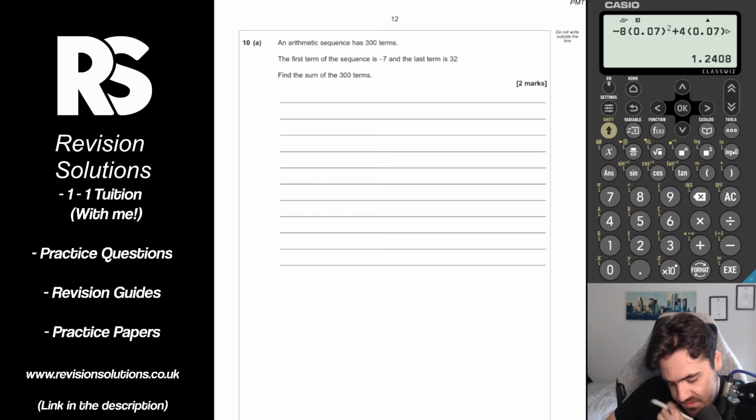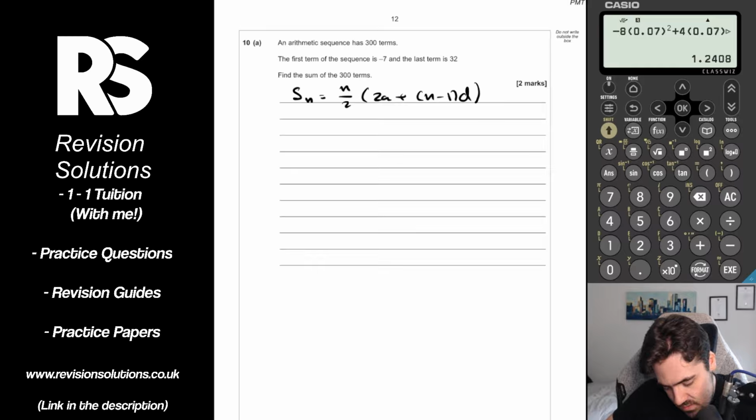Question 10 then says, an arithmetic sequence has 300 terms. The first term of the sequence is minus 7. The last term is 32, and can we find the sum of the 300 terms? So that's just going to be using the Sn formula. So Sn is n over 2, 2a plus n minus 1 d, where n is the number of terms, so 300. a is our first term, minus 7, and d is our common difference. Sorry, we don't know the common difference yet.